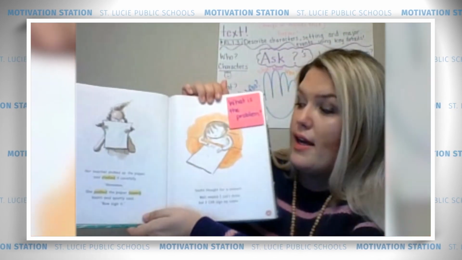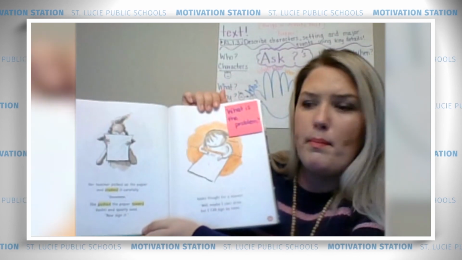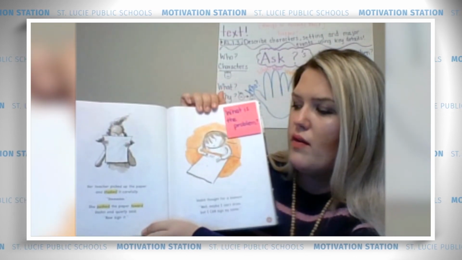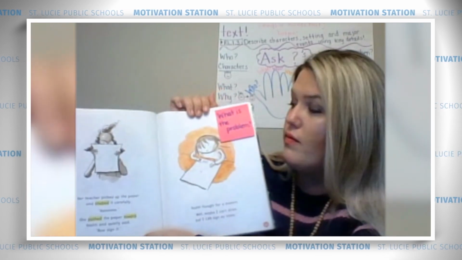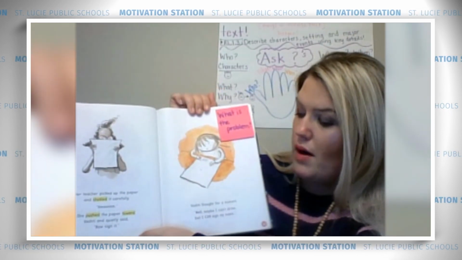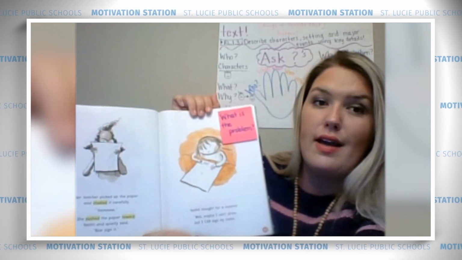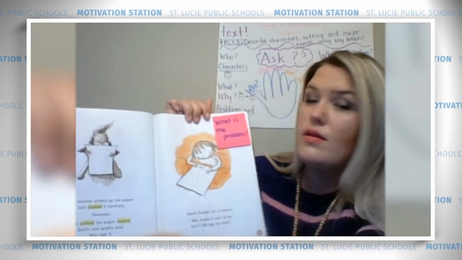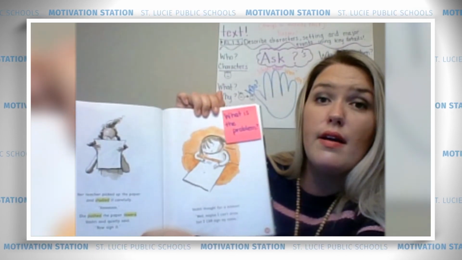Her teacher picked up the paper and studied it carefully. She pushed the paper toward Vashti and quietly said, "Now sign it." Vashti thought for a moment. "Well, maybe I can't draw, but I can sign my name." So remember, we talked about this. What is the problem in the story?